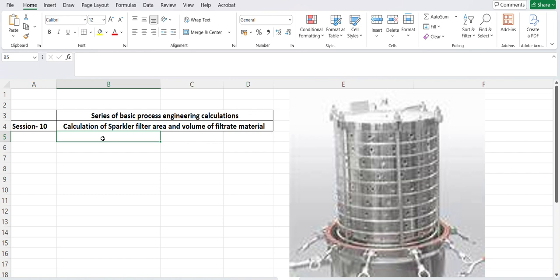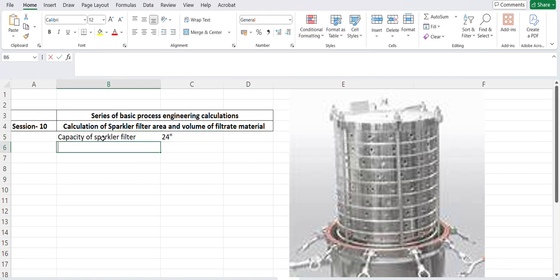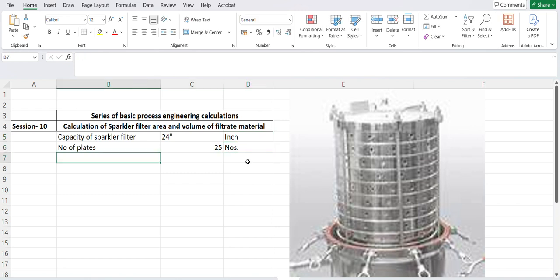For the example purpose we just note down the capacity of the sparkler filter. Here it is 24 inch. Then we have the total number of plates. If you check in this image, this is one, two, three. Likewise, there are a number of plates in each sparkler filter. In this case, we have 25 plates.